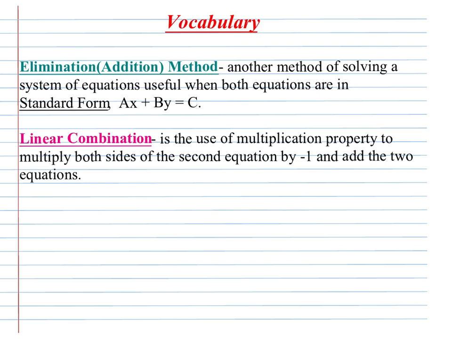So the important part from the vocabulary is that our third thing that we're going to be doing is the elimination method. And when we do elimination method, it has to be in standard form, which is ax plus by equals c. So both our equation 1 and 2 should be in this form. Linear combination basically means that we're going to be multiplying one or both of the equations by either a negative one or another number to eliminate one of the variables.